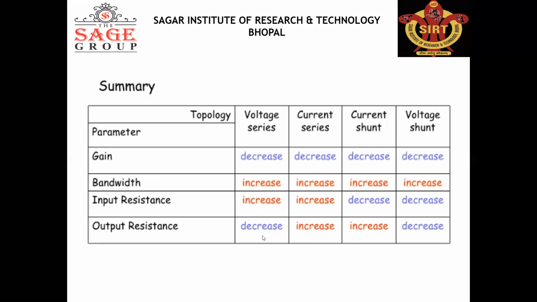आउटपुट रेजिस्टेंस यहाँ डिक्रीज हो रहा है वोल्टेज सीरीज में, क्योंकि सैम्पलिंग हो रही है वोल्टेज के फॉर्म में, और जब भी सैम्पलिंग वोल्टेज के फॉर्म में हो रही होती है, तो वहां पे पैरेलल कनेक्शन होता है. आउटपुट पे एम्पलीफायर का आउटपुट और फीडबैक नेटवर्क दोनों पैरेलल में कनेक्ट होते हैं. तो यहाँ पैरेलल में दो सिग्नल कनेक्ट हो रहे हैं, इसलिए रेजिस्टेंस डिक्रीज होगा.